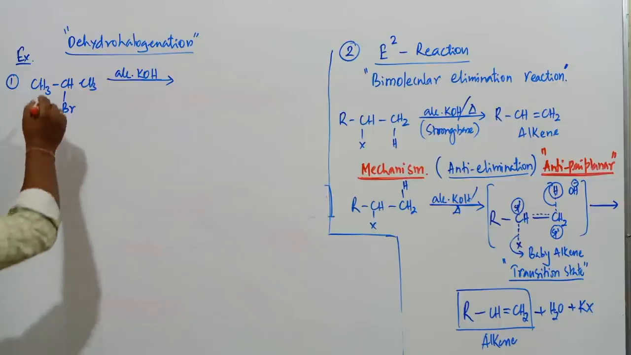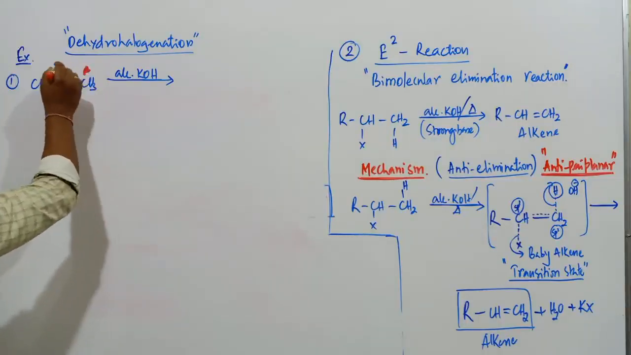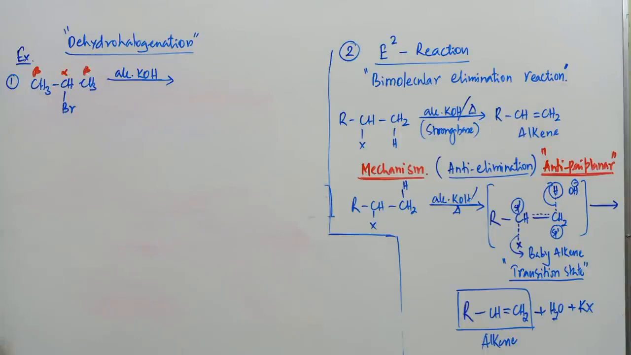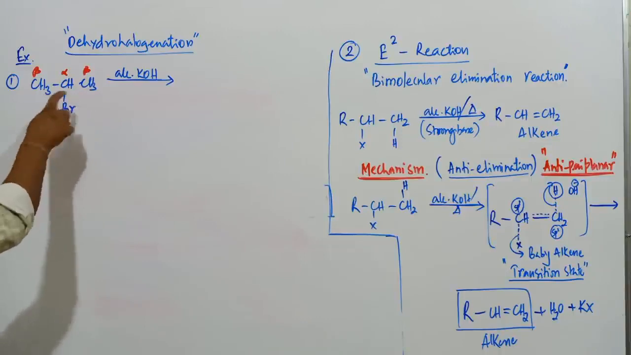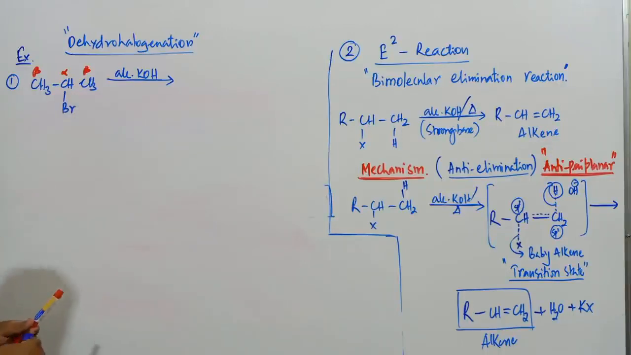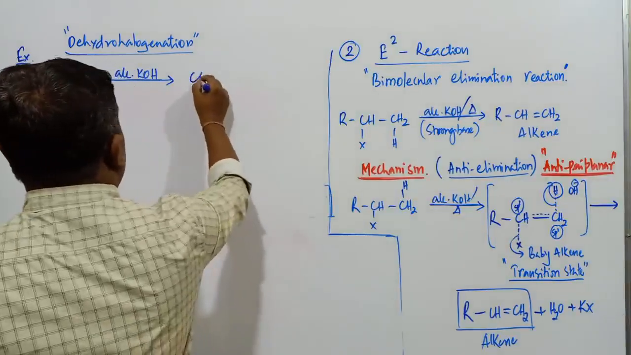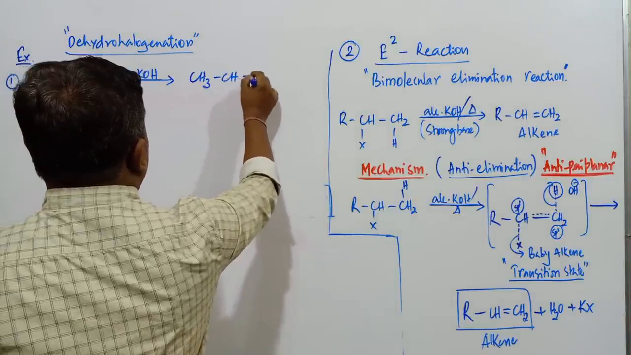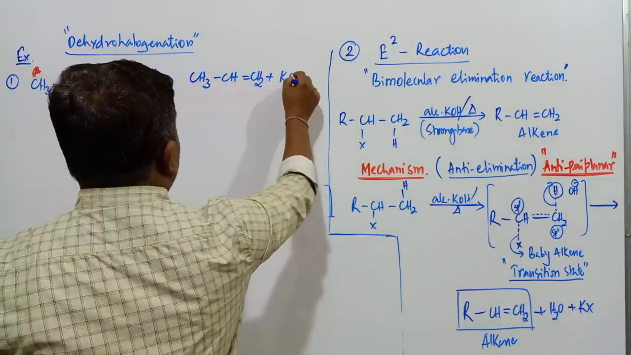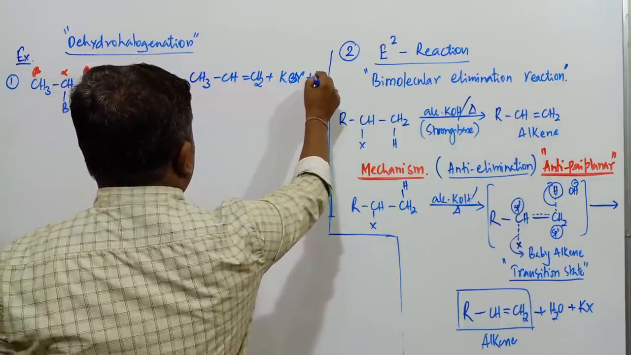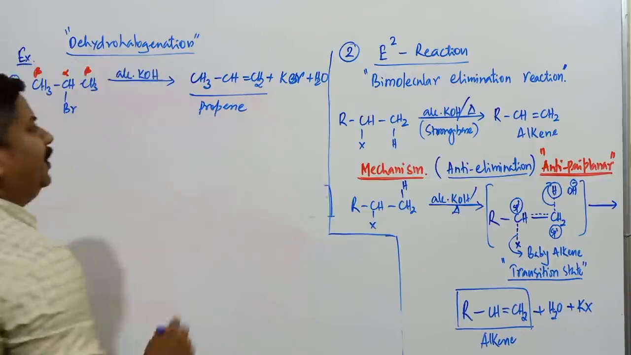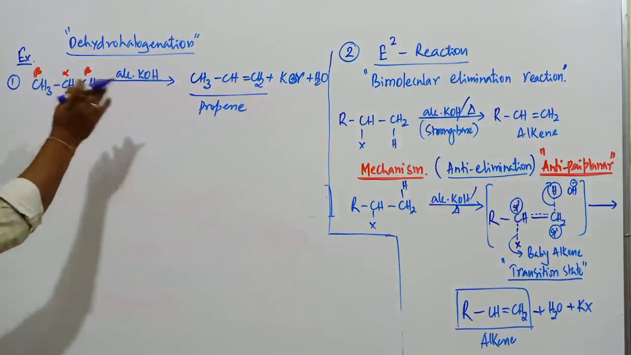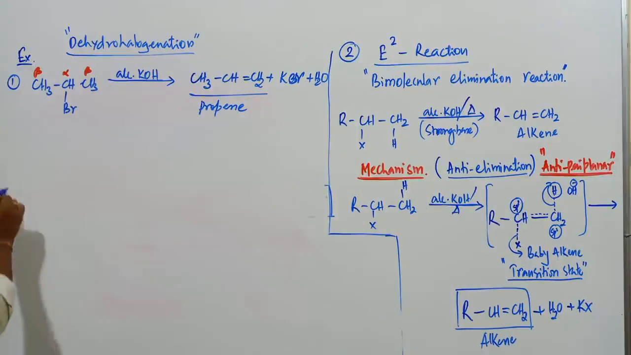Concentrate here carefully. This is alpha carbon atom, this is beta carbon atom, this is also beta carbon atom. If elimination of halogen takes place from the alpha carbon atom and elimination of hydrogen takes place from the beta carbon atom, both beta carbon atoms are equivalent, hence the formation of what compound takes place? CH3CH double bond CH2 plus KBr plus H2O. What's the name of this alkene? It is propene. This is a very simple reaction, conversion of 2-bromopropane into the respective propene compound.